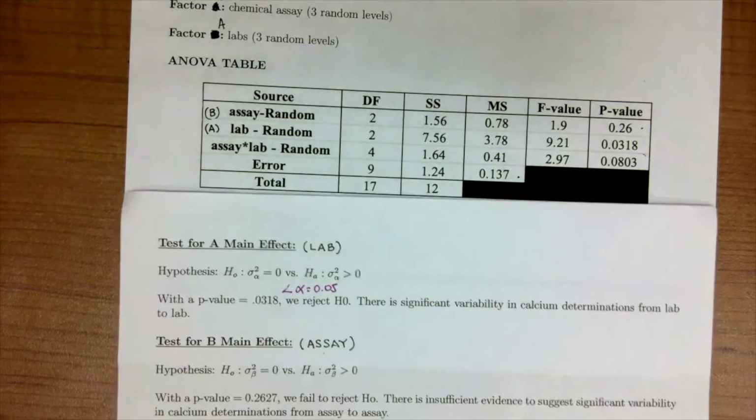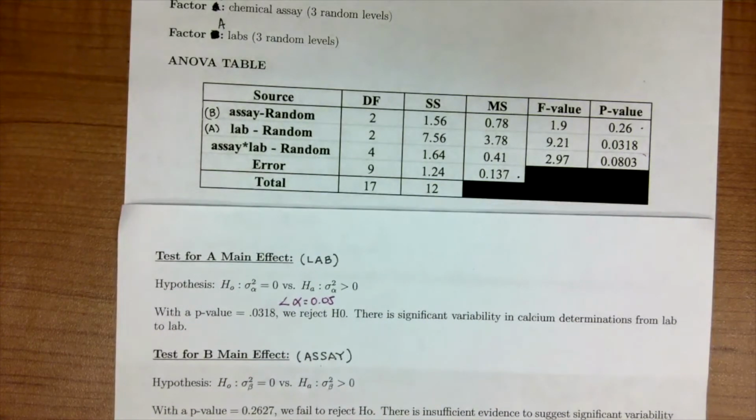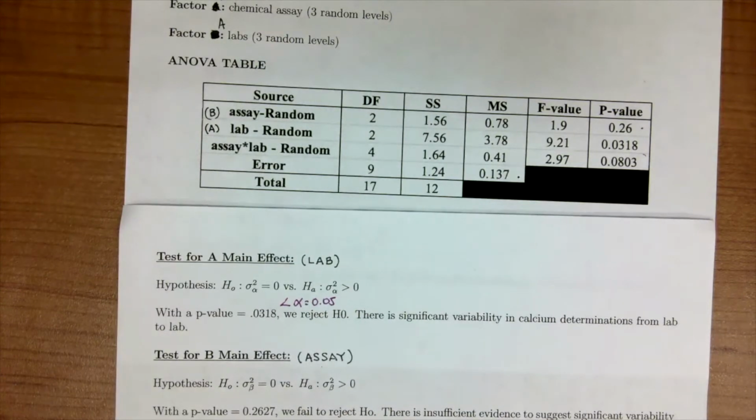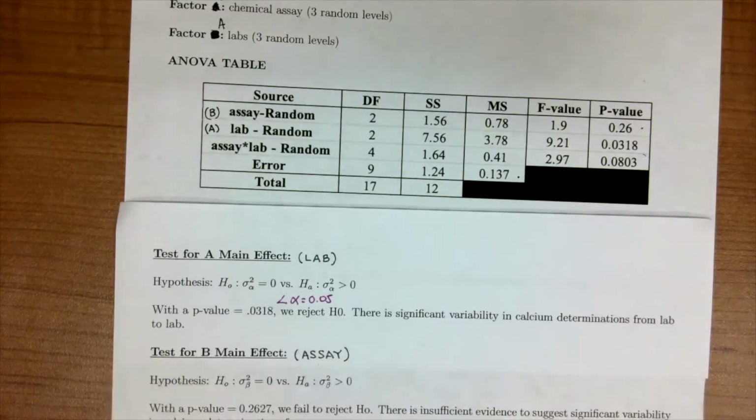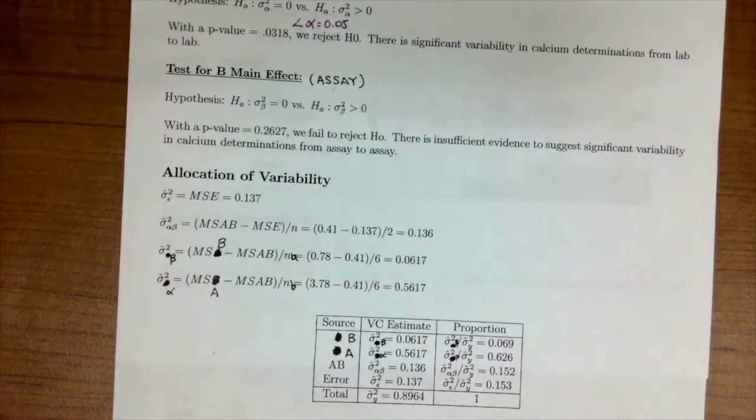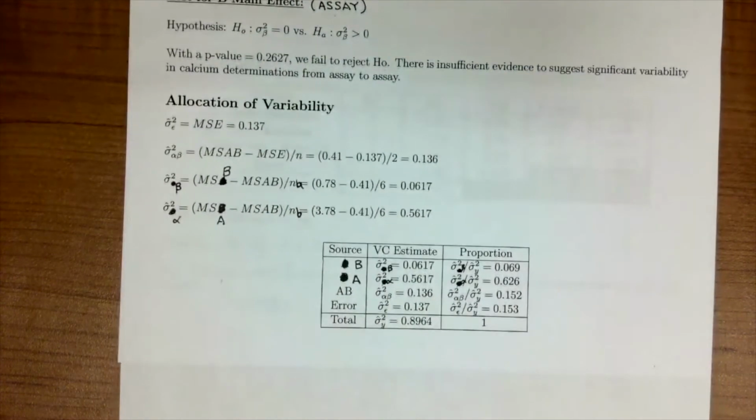Now, we do not do a Tukey's or any type of multiple comparison tests in this random effects analysis because, again, we're not interested in how these three assays or laboratories are different. We care about the overall. So a follow-up analysis for our random effects is to look at and estimate our variance components.